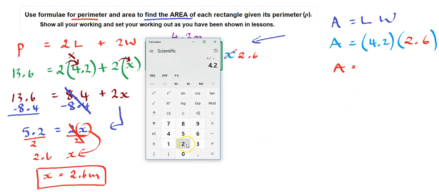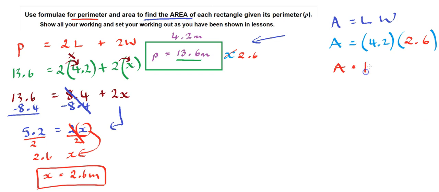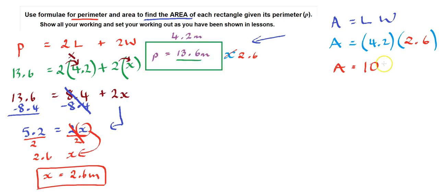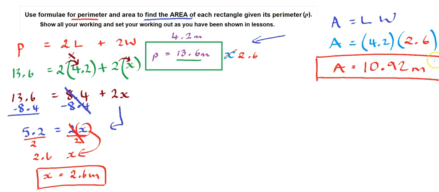4.2 times 2.6 equals, there we go, the answer is 10.92. It's meters, and because it's area, we have to make sure it is squared meters, and that is complete. Now there's just one note.